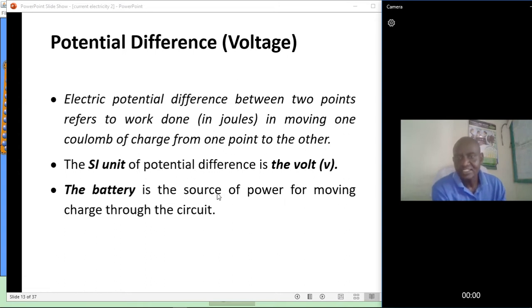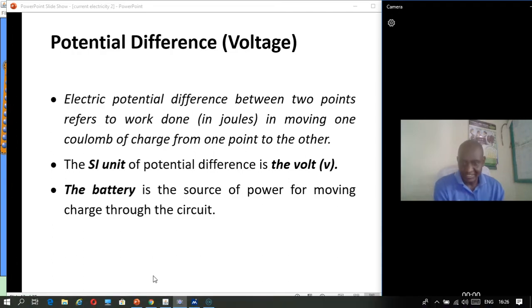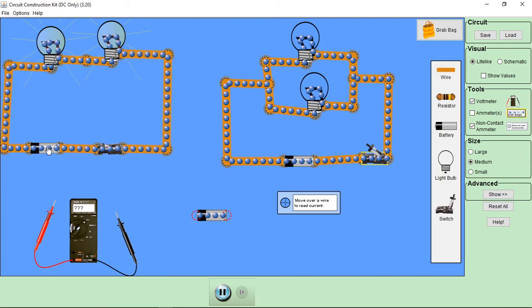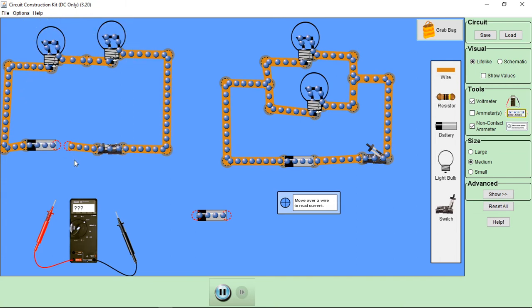The battery is the source of power for moving charge through a circuit. It is the battery here that drives charge round the circuit. Without the battery, let me just disconnect here, there will be nothing. So it is the one that drives charge around the circuit.